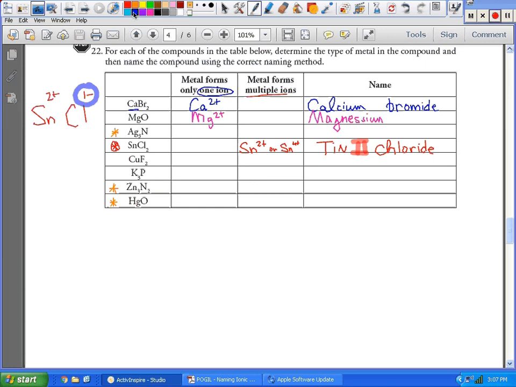You need to know the exception. Why doesn't it need one? Jamila? And it only forms one ion. Massimo, do you know what the charge on that one ion is? Plus what? 1 plus. Very good.